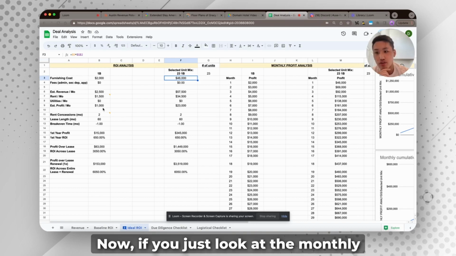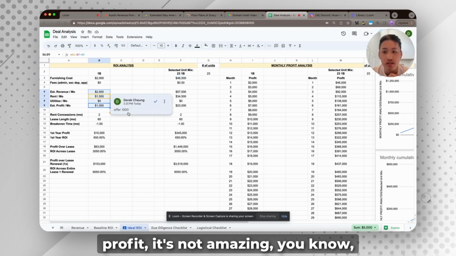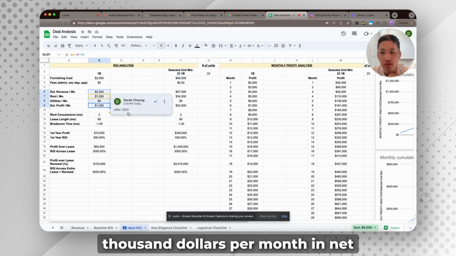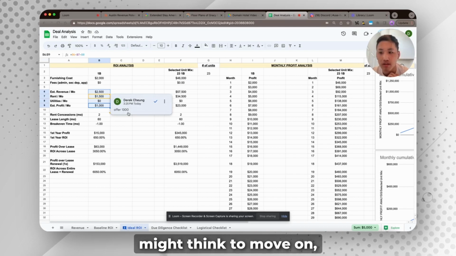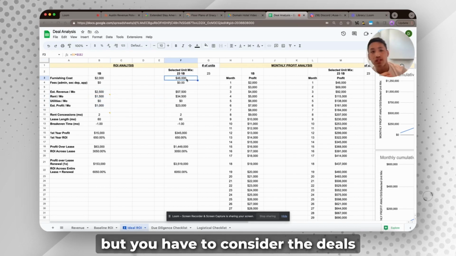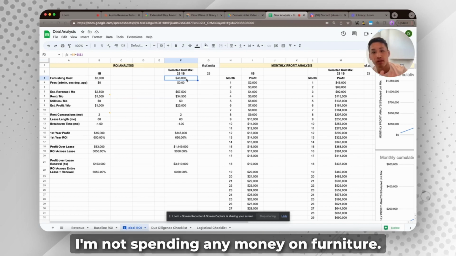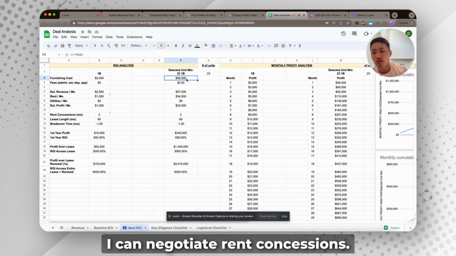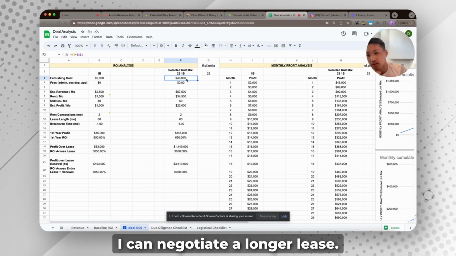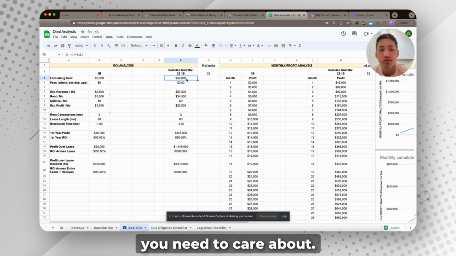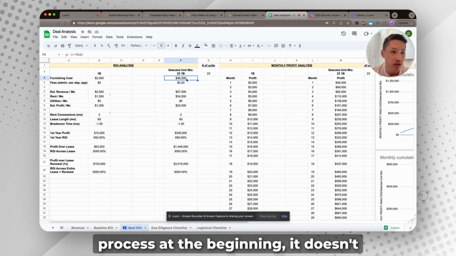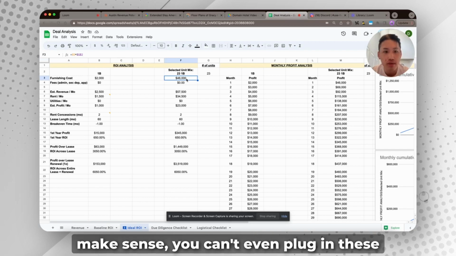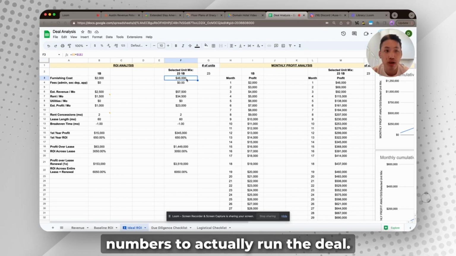Yes. Now, if you just look at the monthly profit, it's not amazing, $1,000 per month in net profit, you might think to move on. But you have to consider the deal specifics for this deal. I'm not spending any money on furniture. I can negotiate rent concessions. I can negotiate a longer lease. The actual ROI is what you need to care about. That's why when you're doing the sales process at the beginning, it doesn't make sense. You can't even plug in these numbers to actually run the deal, right?